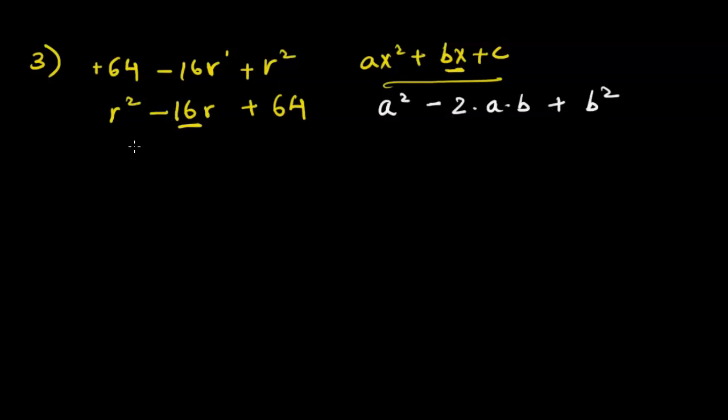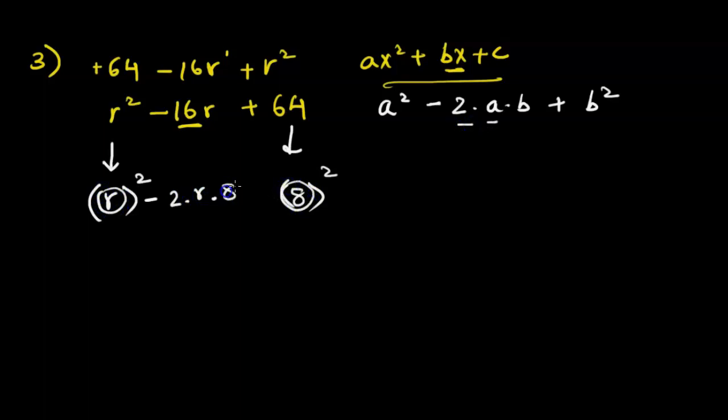Now in this case, how do we solve the question? We know r square is a square of r. We know 64 is a square of 8. And the middle term should be minus 2 times a, which is this value, and b, which is this value. The sign comes down as is. We multiply 2 and 8, we get 16r. So if you're able to get back the middle term by multiplying 2ab, then that means this formula is applicable to it.